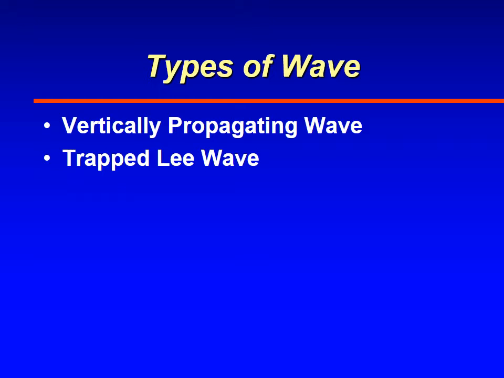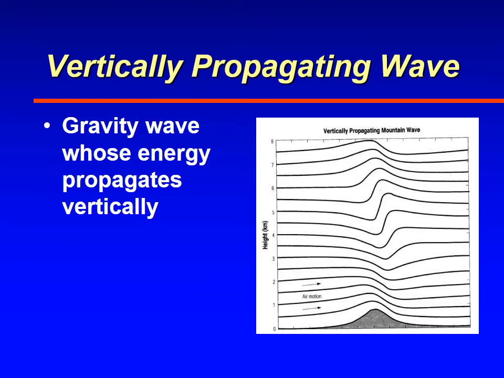One is called the vertically propagating wave. The other one is the trapped lee wave. In this video, we're going to discuss vertically propagating waves. And vertically propagating waves are gravity waves. We talked about gravity waves. So these are gravity waves whose energy actually propagates vertically, goes up with height and increases strength with height.